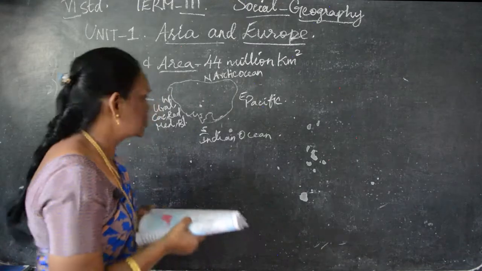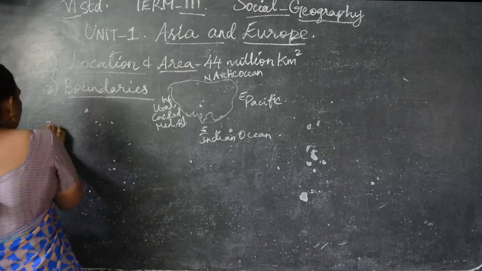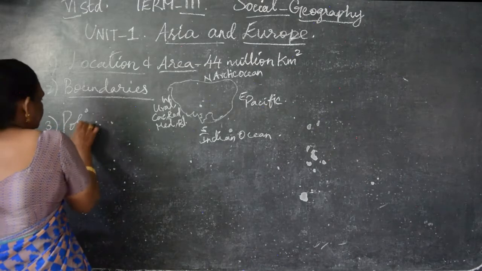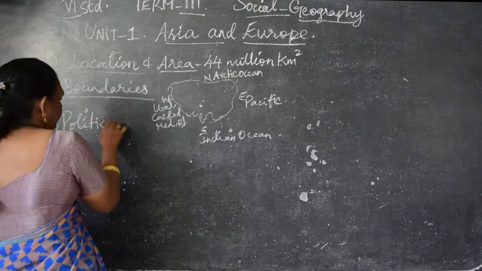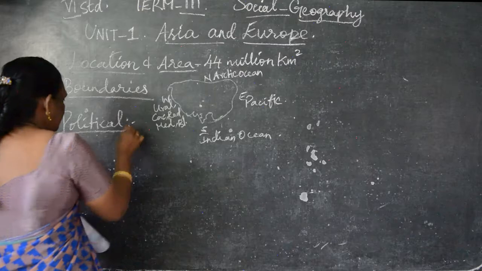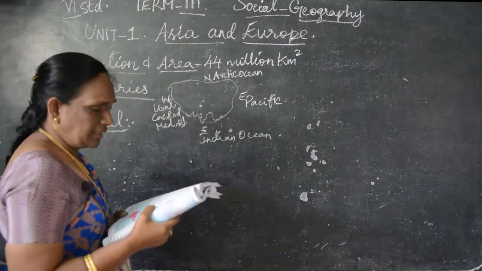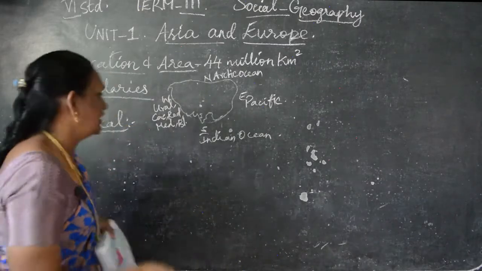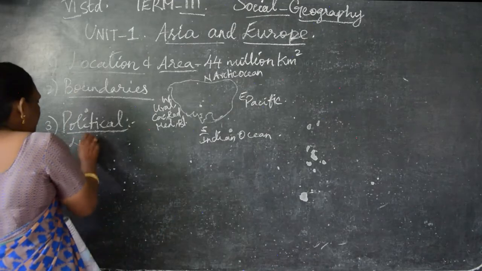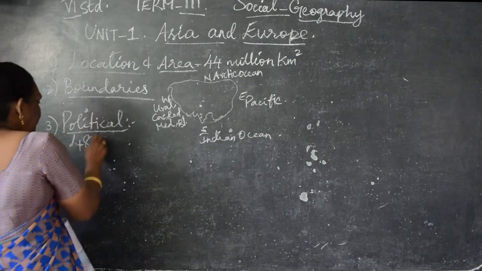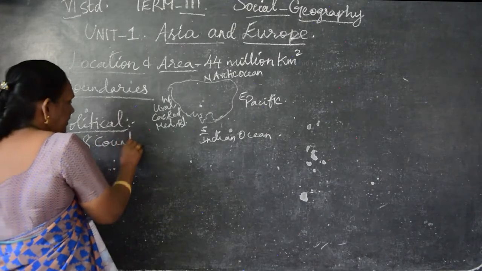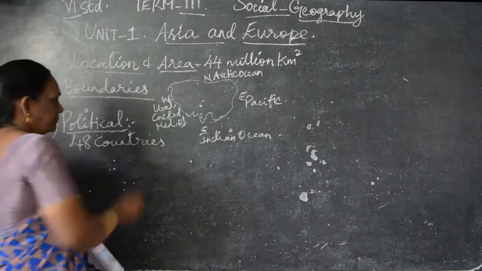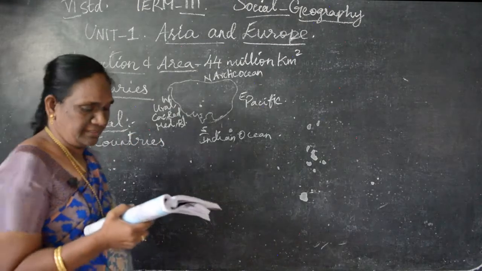Okay, then next one we'll see about the political division. Political, we'll see. Here, there are 48 countries in Asia. How many countries are there in Asia? Nearly 48 countries are there in Asia. So that is why we say this is the largest continent.